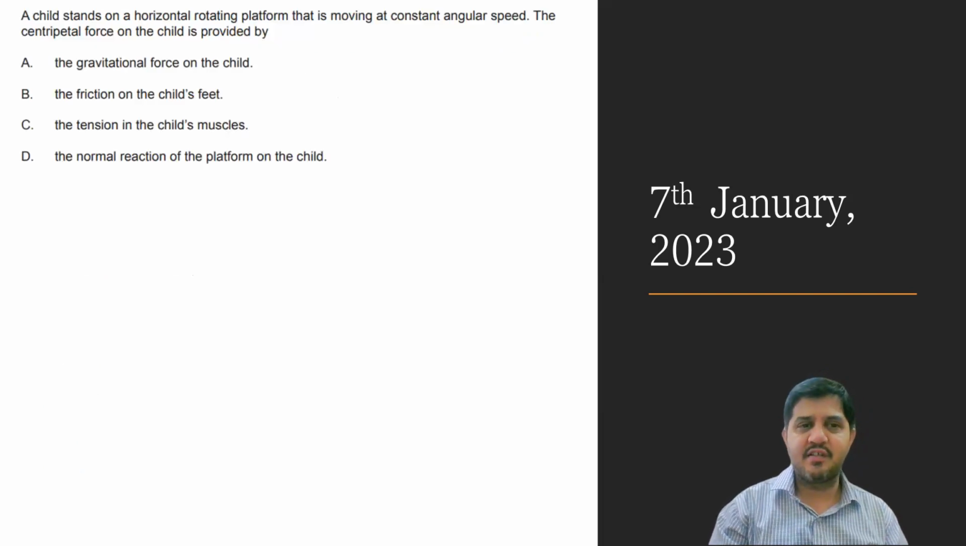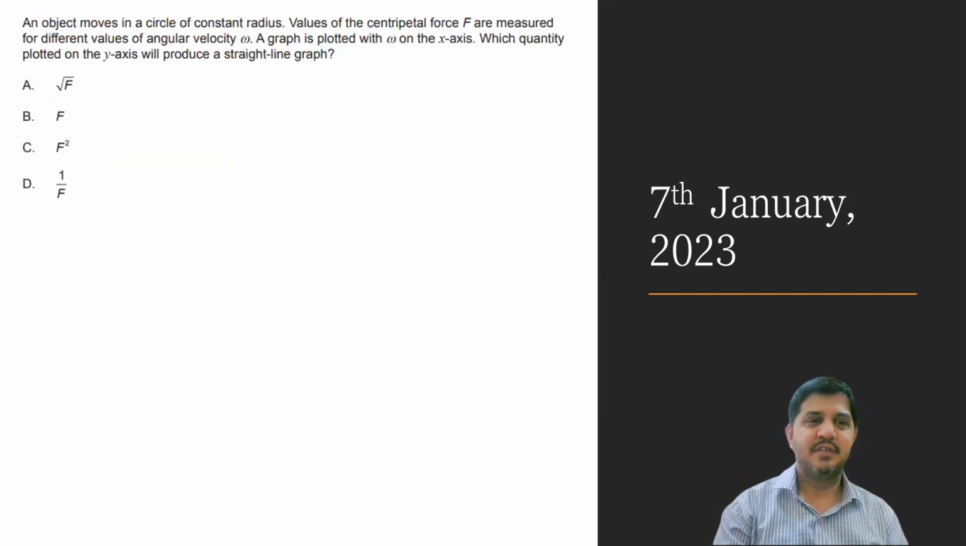Then, seventh problem. A child stands on a horizontal rotating platform that is rotating at a constant angular speed. The centripetal force on the child is provided by what? What is the centripetal force provided by? You can think about it. I'm not going to do this one. Very, very easy question.